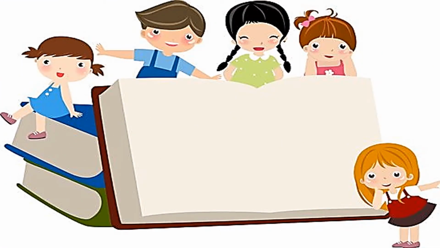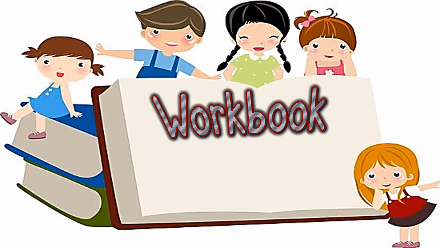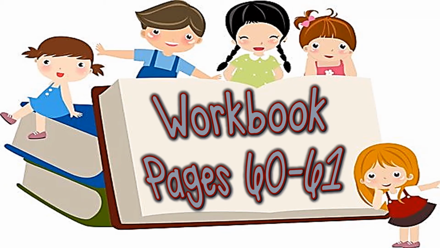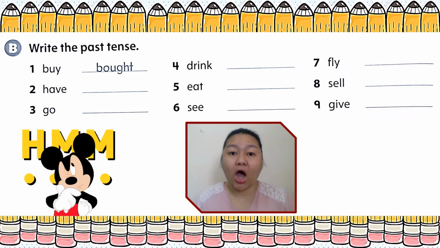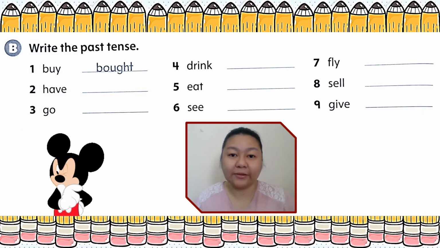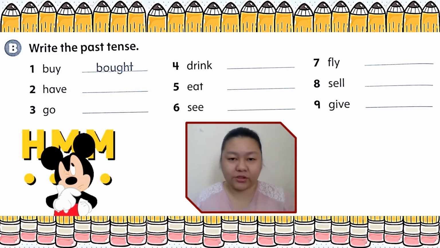Now let's proceed to your workbook. Please go to pages 60 and 61. On letter B, write the past tense. Now all these words, these 9 words here, are all irregular verbs. So we will not be adding ed or d. All of these words will change in spelling, correct?